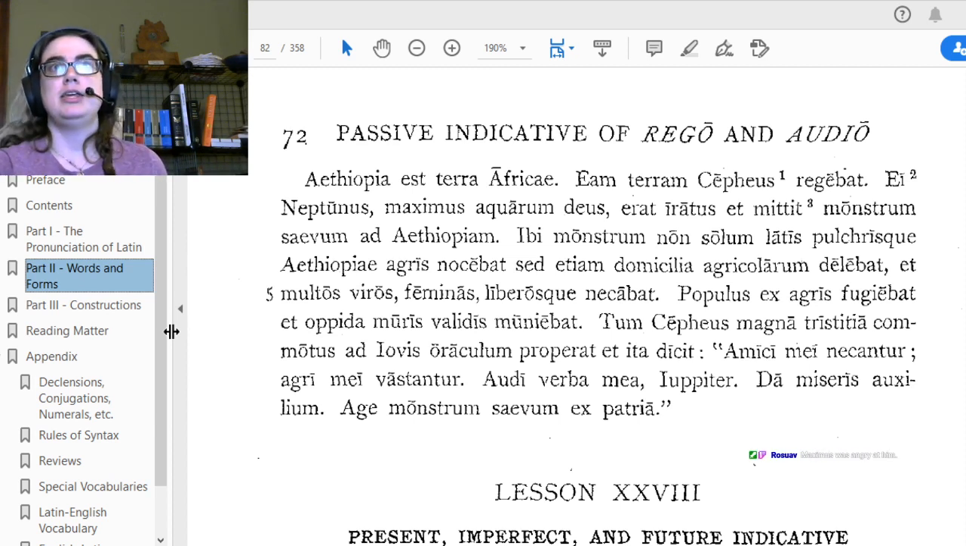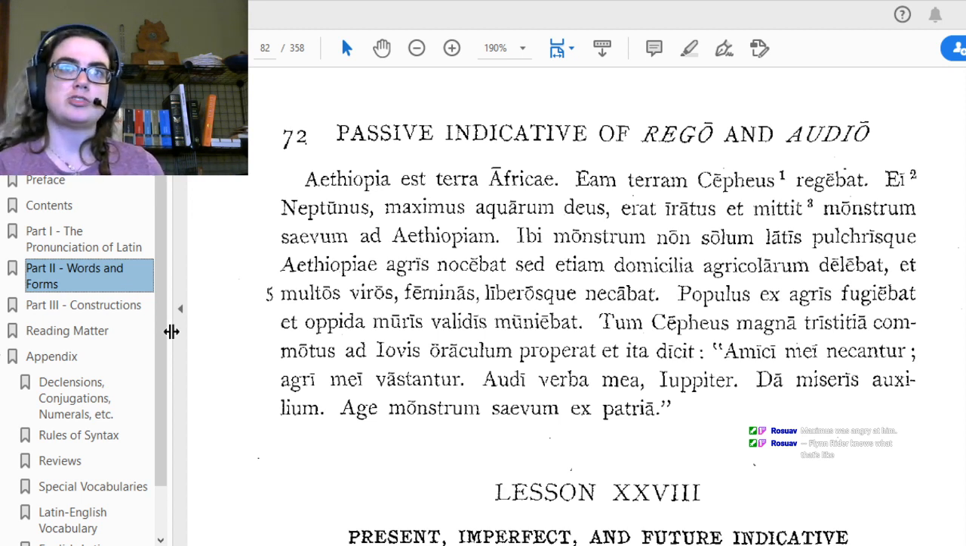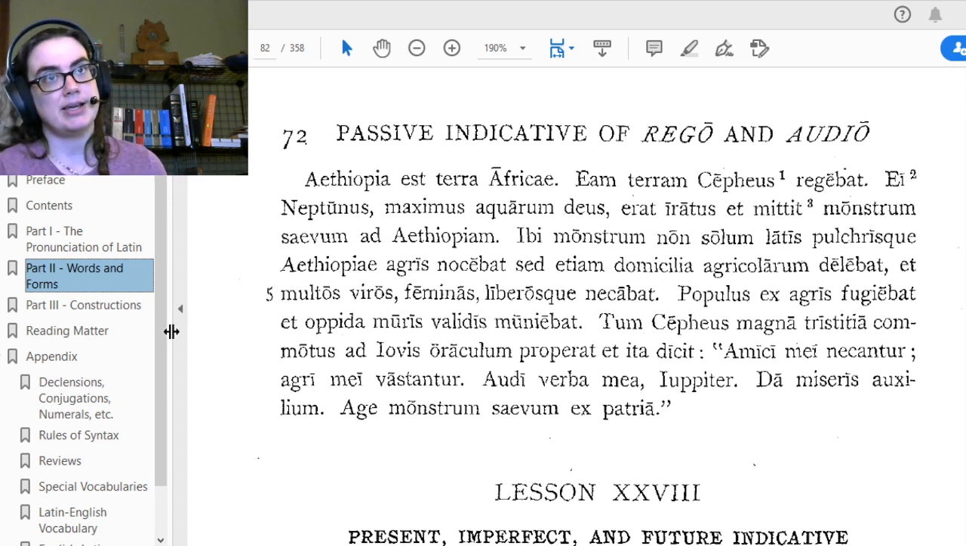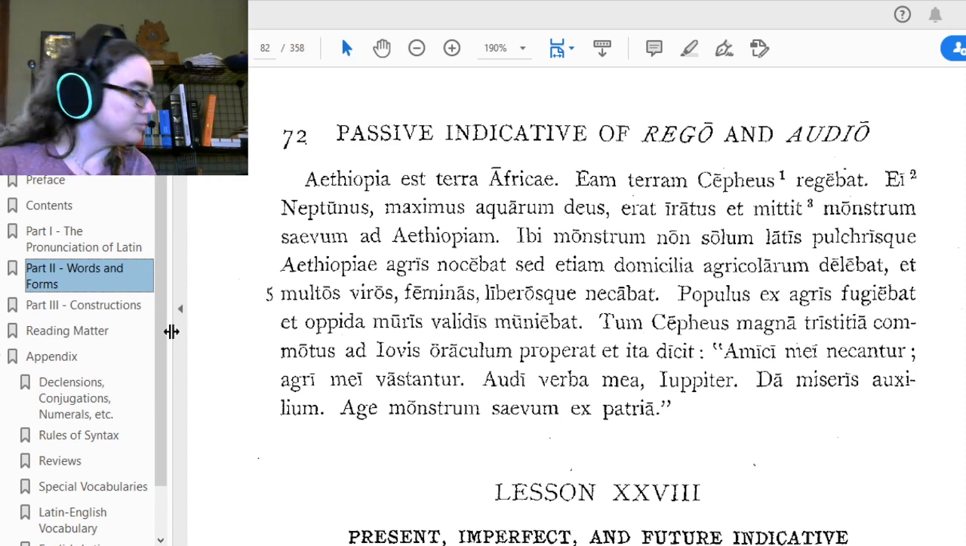There, ibi, the monster, not only, so non solum sed etiam is not only but also. So the monster not only was injuring the broad and beautiful fields, latis pulchrisque agris of Ethiopia, but also he was destroying the houses of the farmers, and he was killing many men, women, and children. Wonderful.